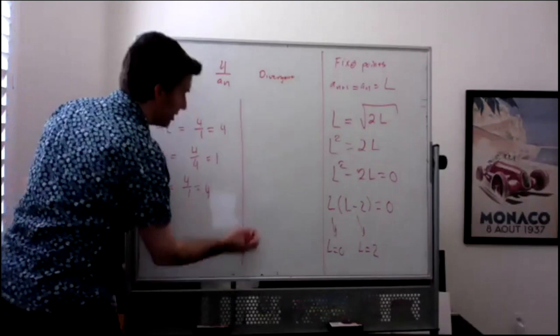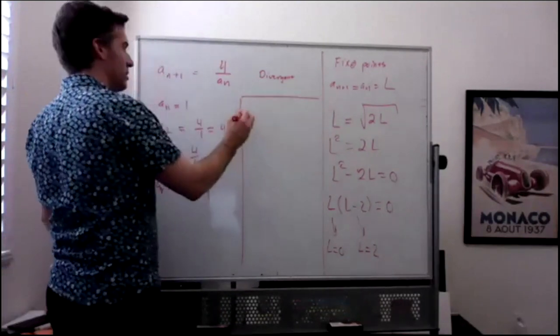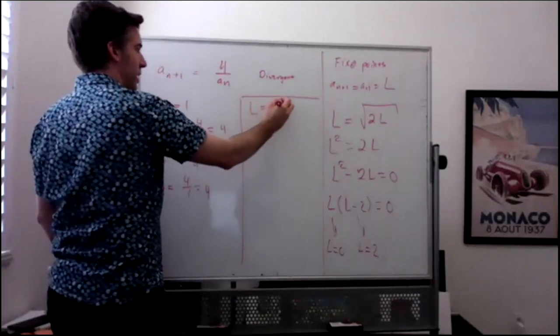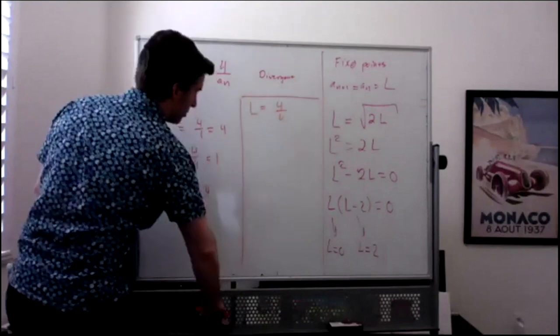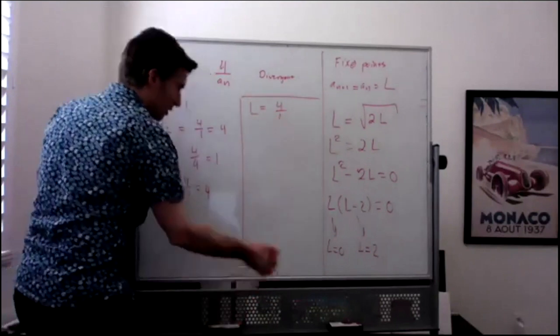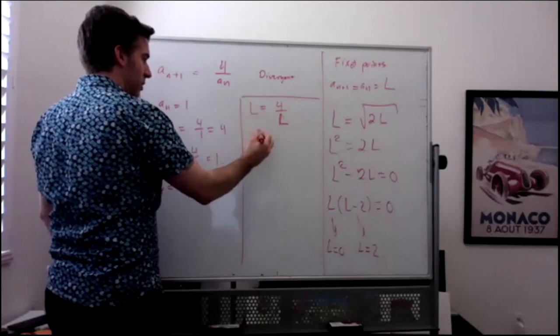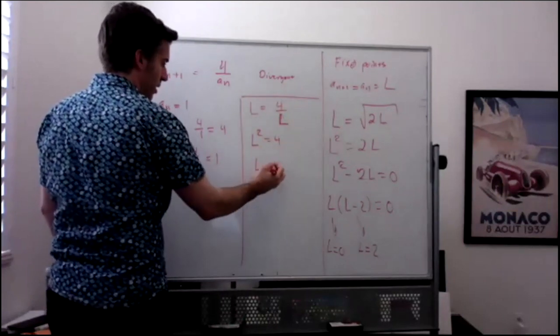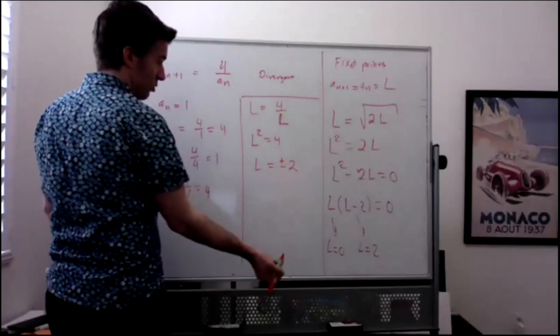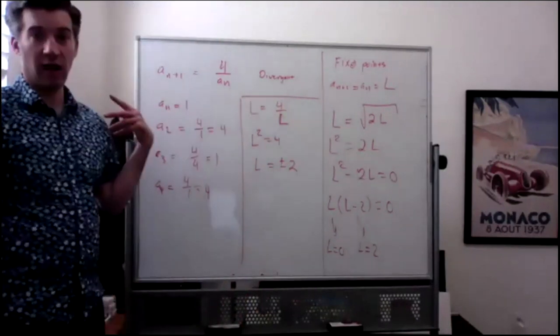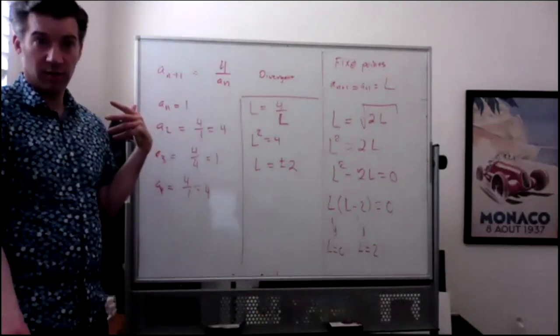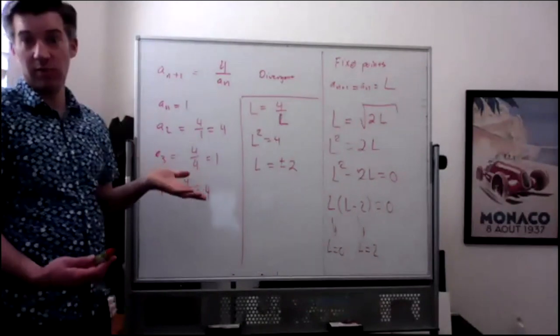And we can see as well that the fixed points, if we set both of those equal to L and multiply both sides by L, we get L squared equals 4, L equals plus or minus 2, which is definitely not what we plugged in, right? If you did start at 2, then that would be your limit, right?